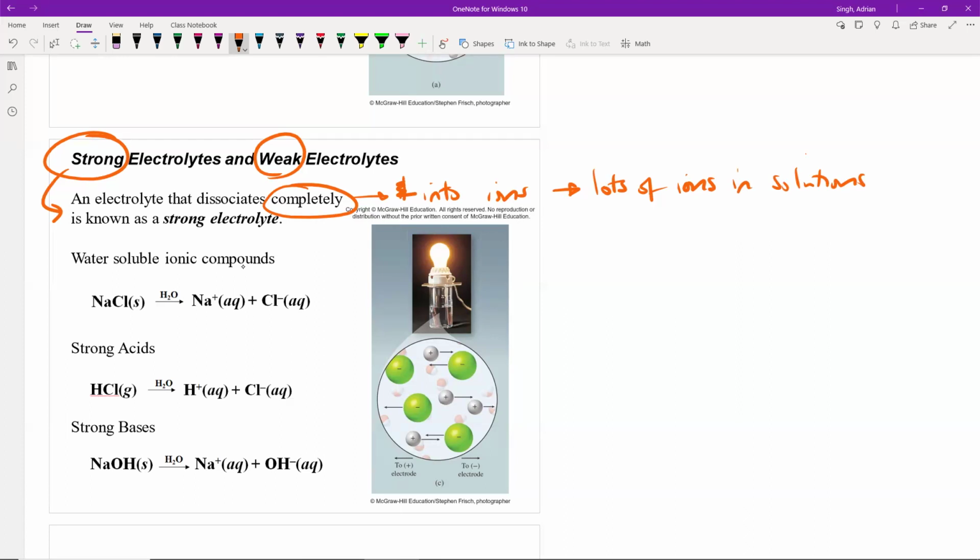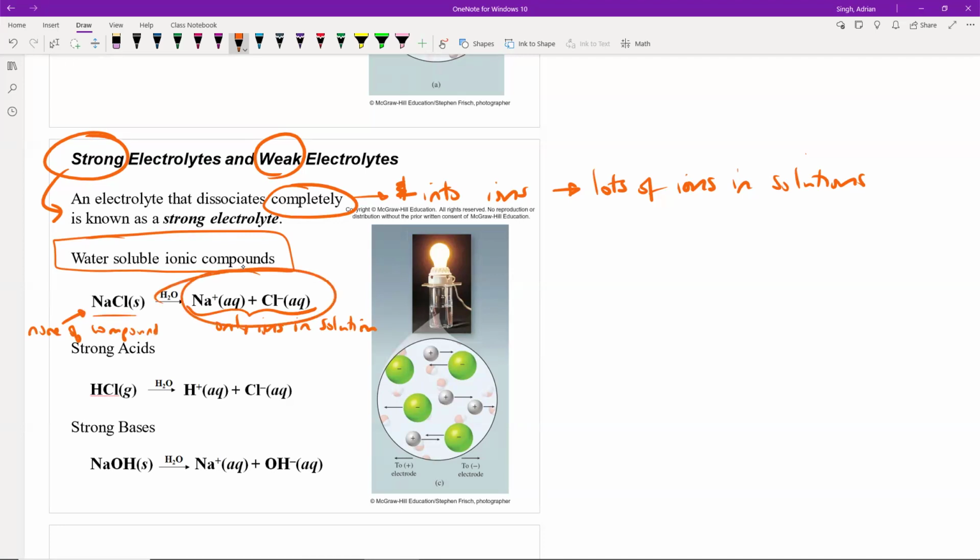Strong electrolytes would include things like your ionic compounds that are soluble in water. So if I add again my sodium chloride to some water, the sodium chloride is going to dissociate completely. So all I have at the end are just ions, only ions in solution. None of the undissociated compound remains. All you have are a bunch of positive and negative charges. So the bulb here is going to glow very brightly as a result.